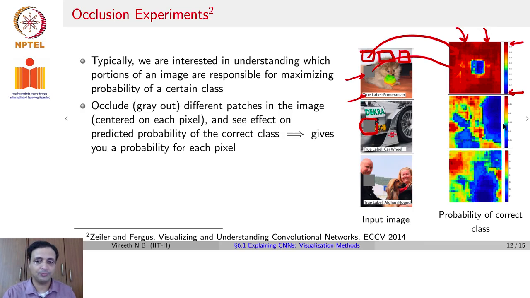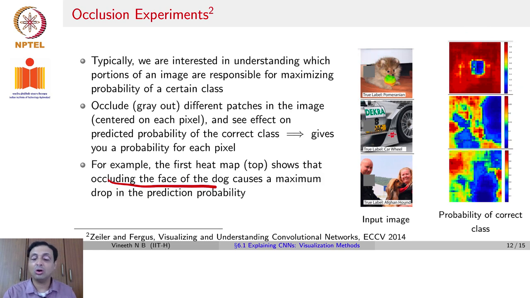The third image, more challenging, has two humans and a dog in between them, which is an Afghan hound, the true label. You once again see that when the pixels corresponding to the dog are occluded by the gray patch, the probability for the Afghan hound drops low. This is even trickier because there are humans and the model could have been biased or affected by their presence, but the model does well in this particular case. So occluding the face of the dog causes a maximum drop in the prediction probability.